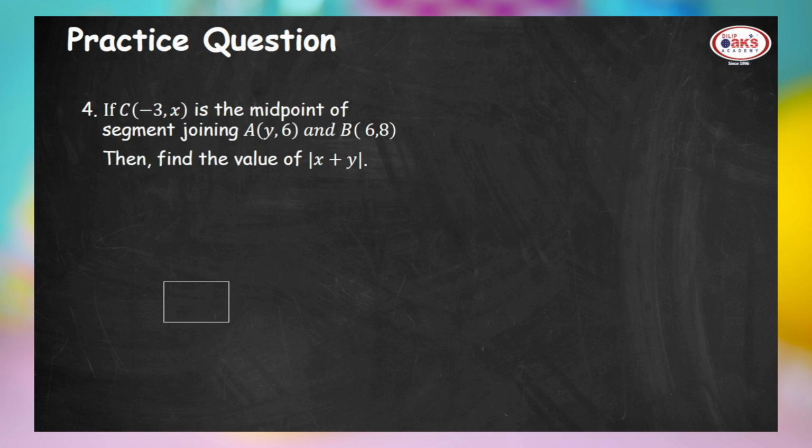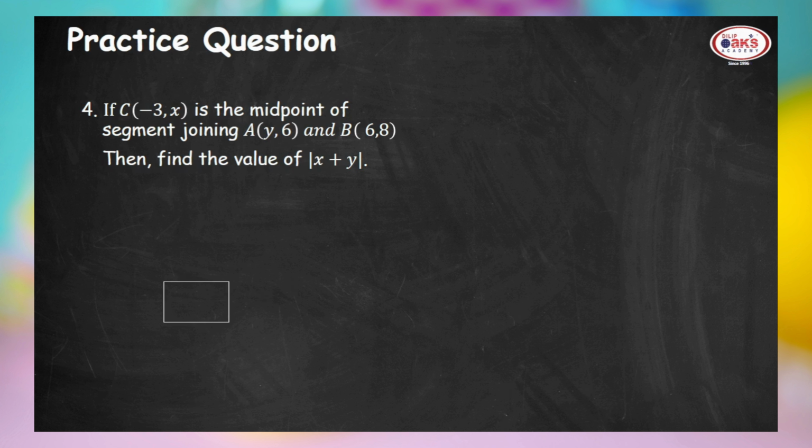Now the next question. Here it says that point C, which is (-3, x), is the midpoint of the segment joining points A (y, 6) and B (6, 8). Then we are supposed to find the absolute value of x plus y. The reason behind stating absolute value is, you can see x plus y is entered here inside the modulus sign.